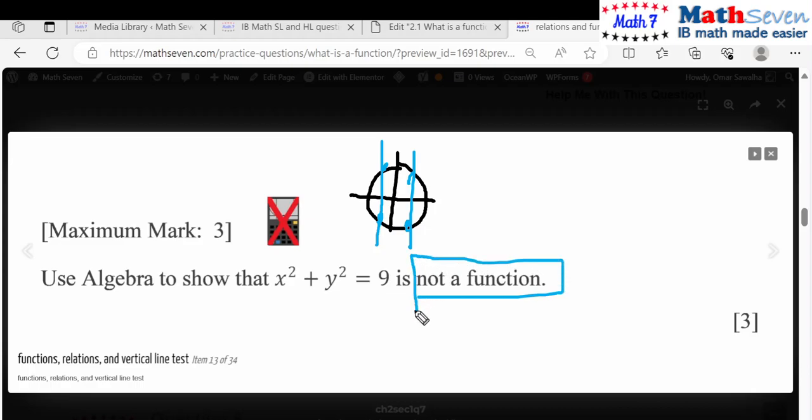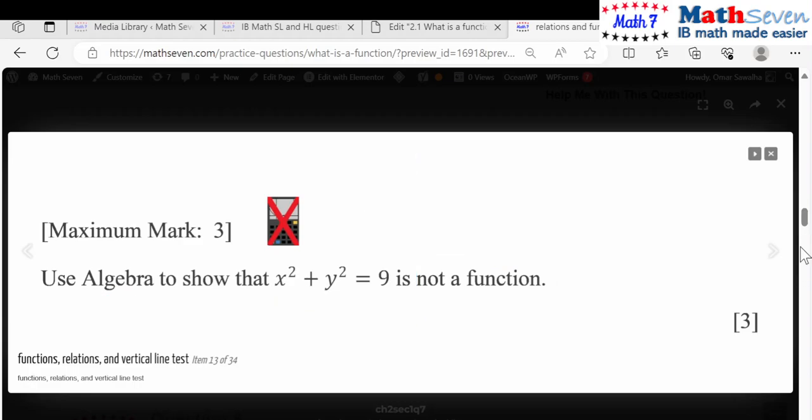But this is not our lesson. We'll use algebra to show that this is not a function. So look how simple. Now you have to make y the subject of the formula. So this will become y squared equals. In other words, you are taking x squared to the right hand side of the equation. So minus x squared, okay? So you're going to have y squared equals 9 minus x squared.